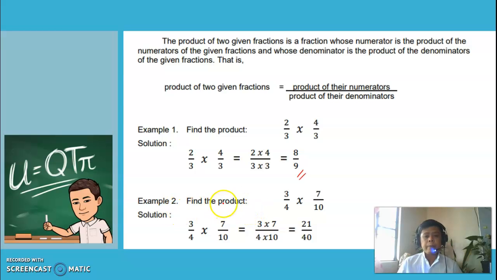Okay, so let's have another example. Example number 2. Find the product of 3/4 times 7/10. Okay, so kahit dissimilar sila, numerator times numerator, denominator times denominator pa rin. So you have 3 times 7, that is 21. And then you have 4 times 10 will give us a product of 40. So the answer is 21/40.